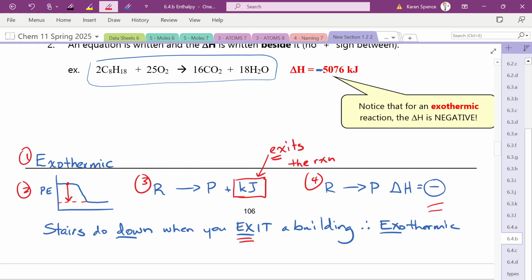So if I give you number 4 and I say delta H is negative, you should be able to put the kilojoules into the reaction like in 3. You should be able to draw the graph like in 2, and you should be able to tell me that it is exothermic. If I give you this one, you should be able to tell me that delta H is negative. You should be able to draw the graph. You should be able to tell me that it is exothermic. Given any one of those, you should be able to tell me the other three.